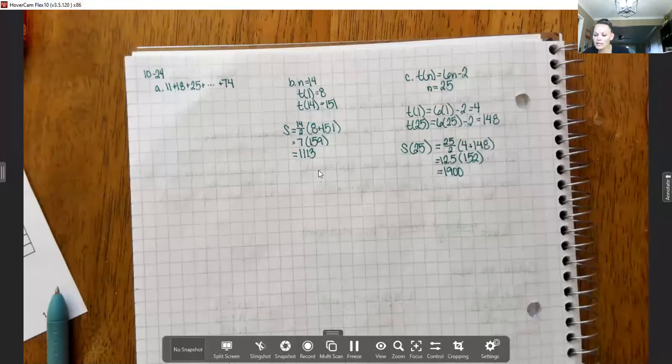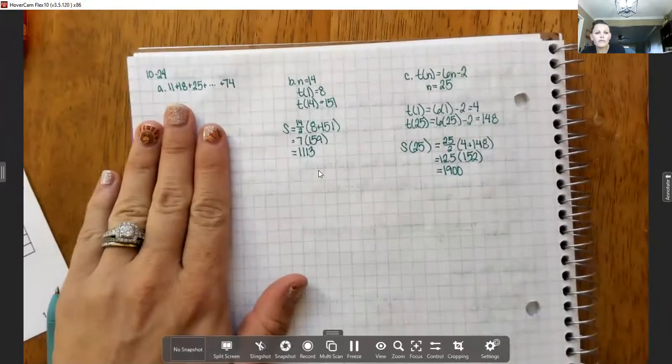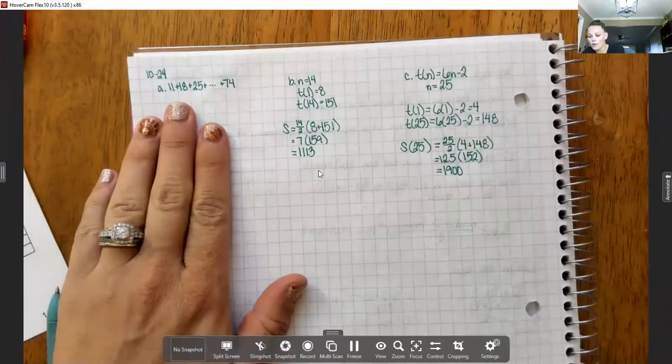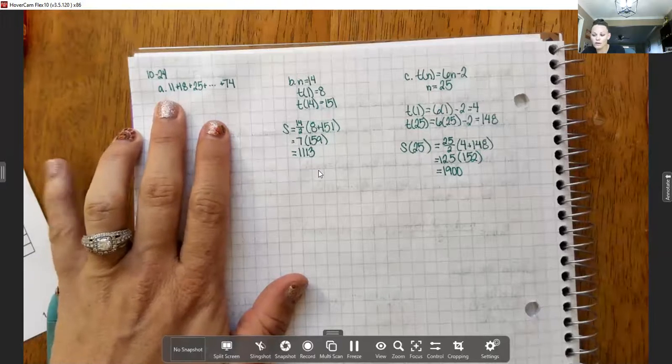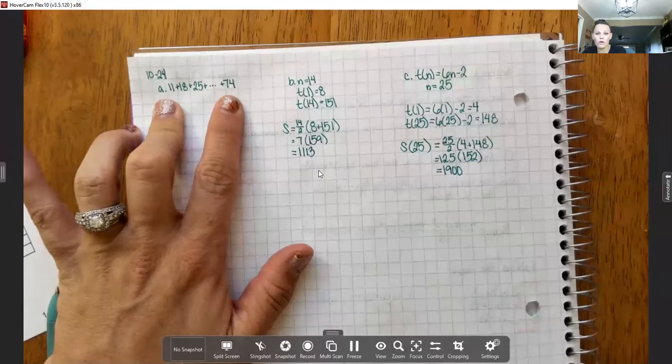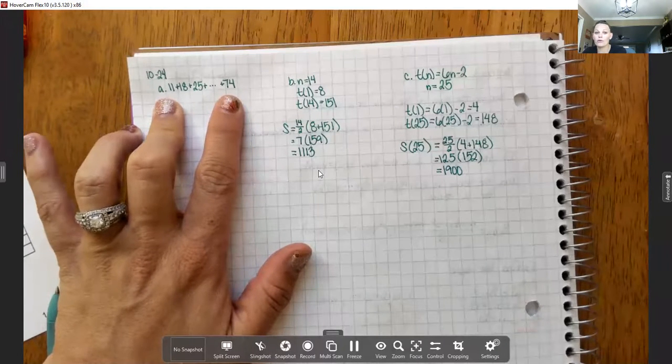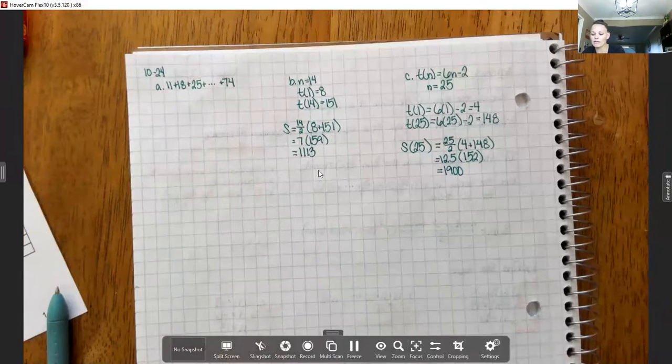So A is, like I said, a little bit trickier. There's a couple of different ways to approach this problem. We know the first term is 11. We know the last term is 74. What we don't know is how many terms there are. So you have a few ways to find it.